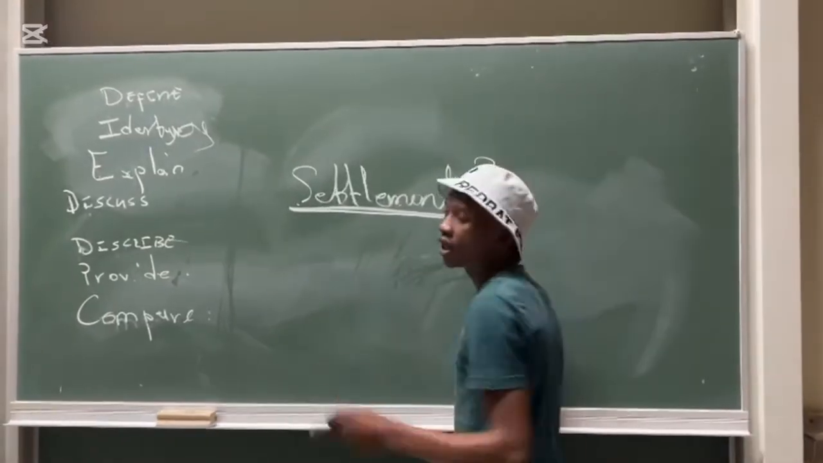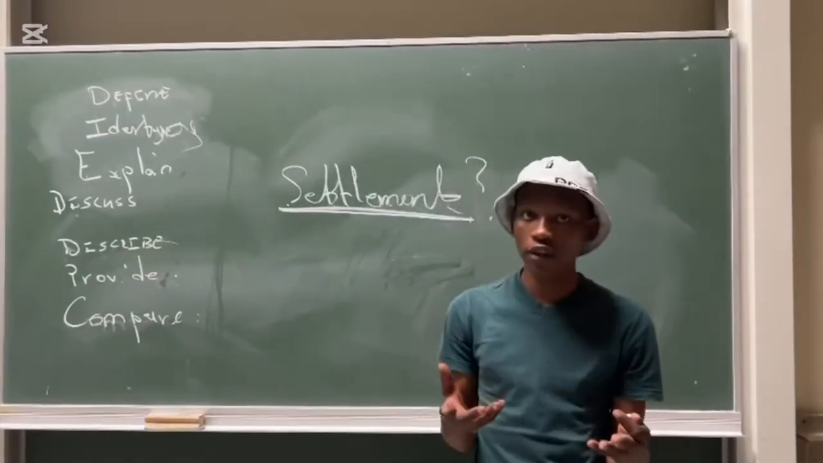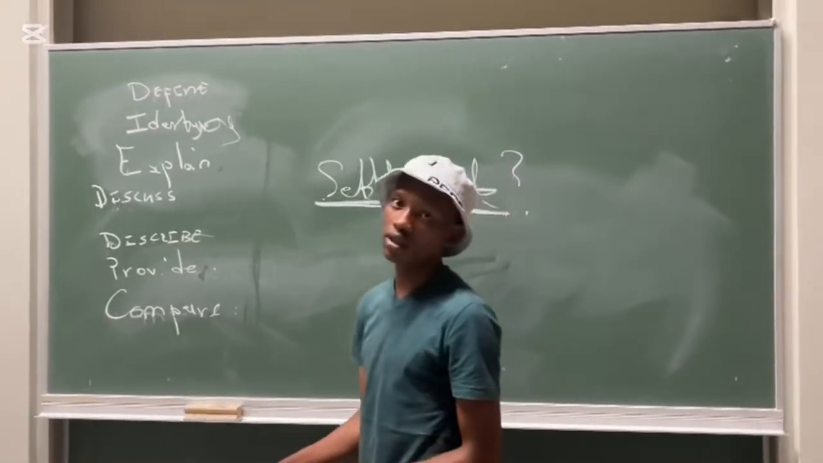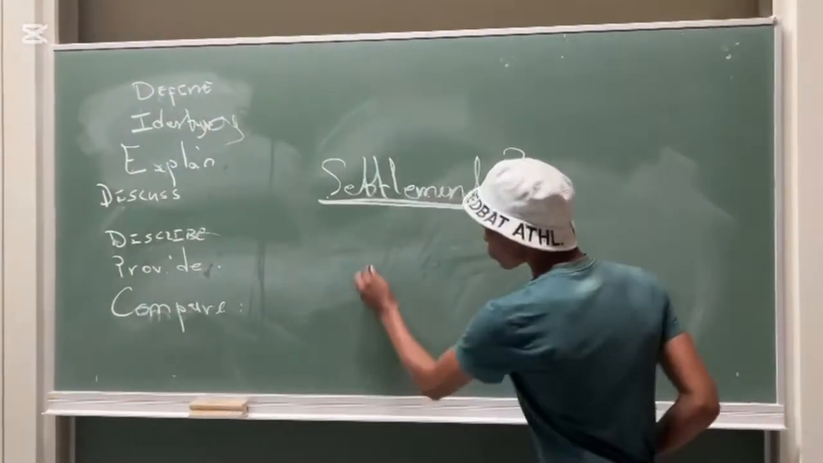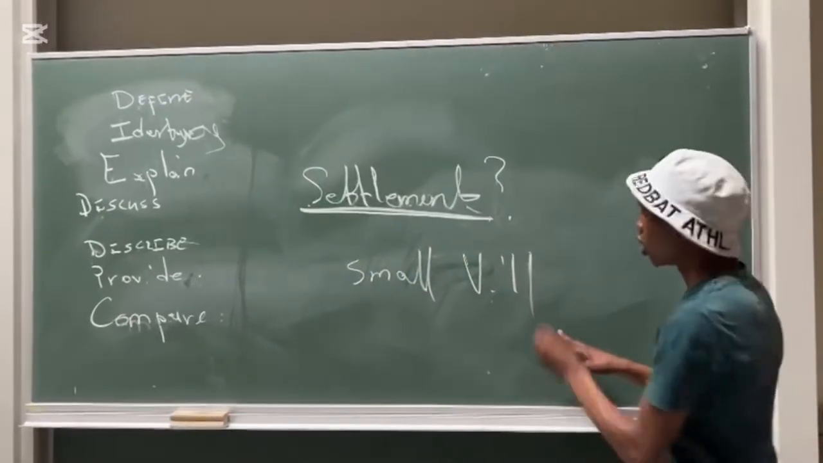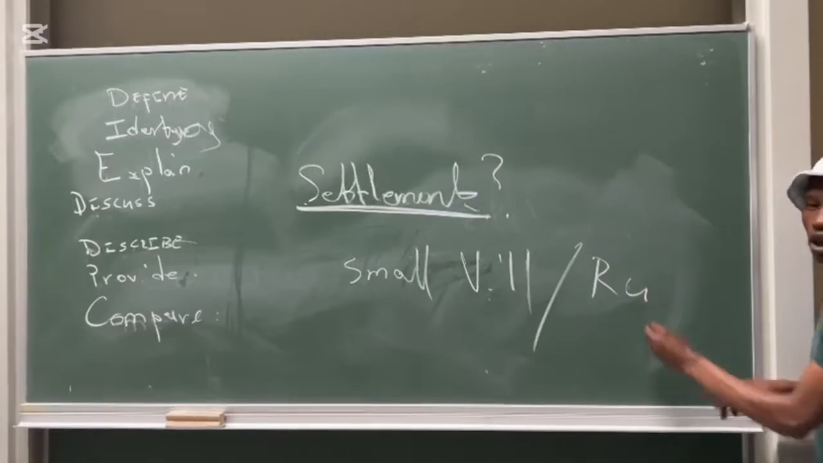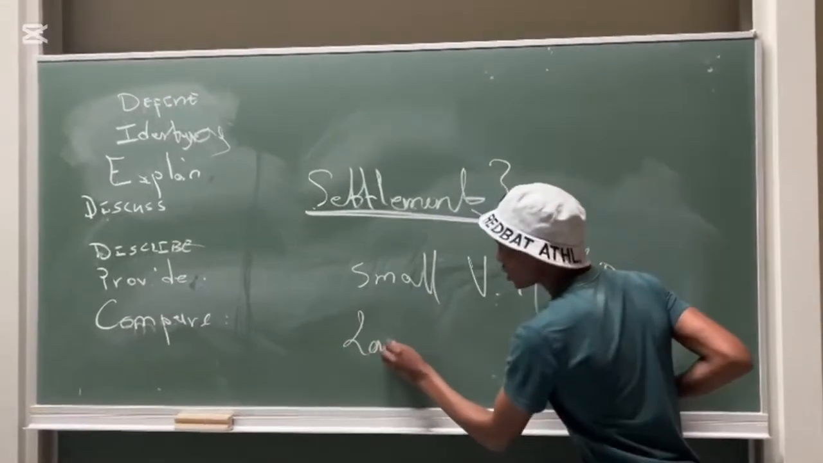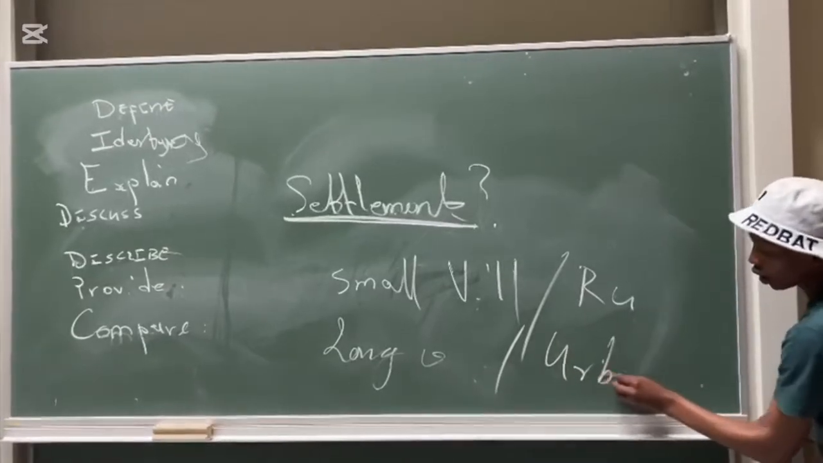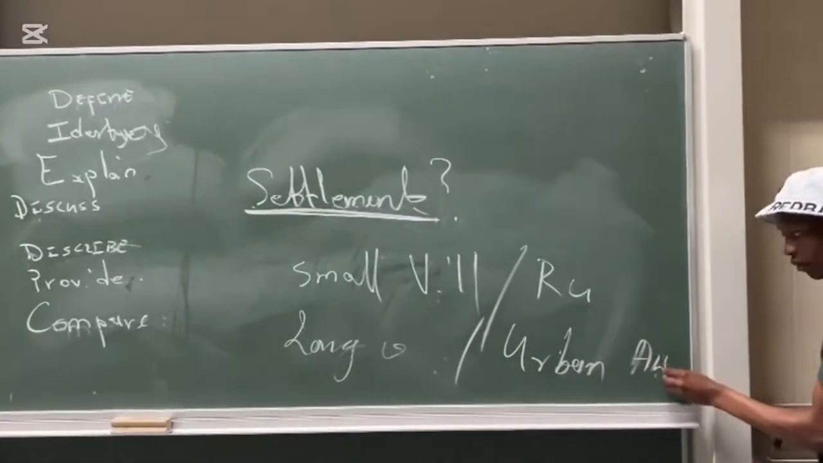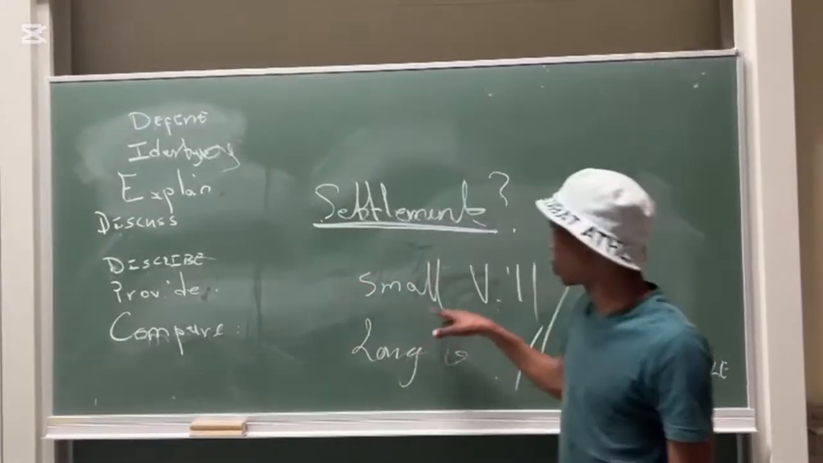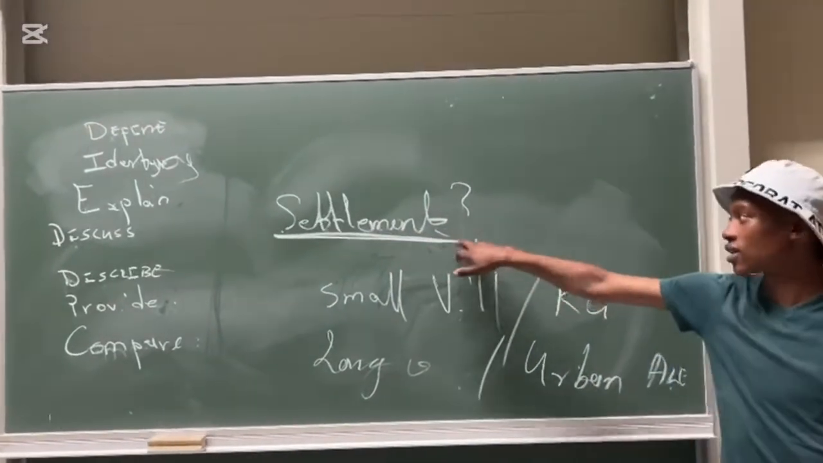A settlement is a place where people live, from small villages to large cities. So this word, small village, simply means rural areas. And the word large cities simply means urban areas. I hope now you do get the difference between these two. I mean, you do understand what is a settlement.